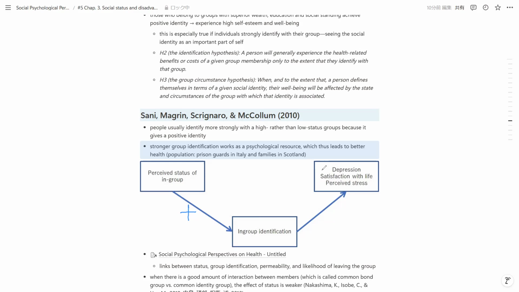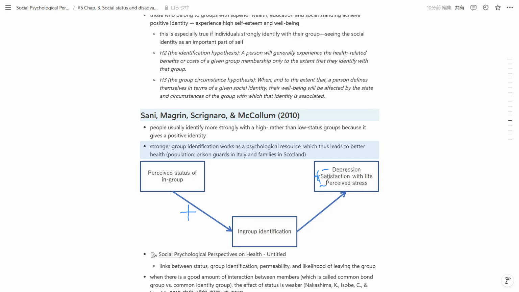Okay. So there is a negative association between in-group identification and depression, and there's a positive association between in-group identification and satisfaction with life. And also there is a negative association with perceived stress. So the stronger the in-group identification is, the less they experience depression, the more satisfied they are with their life, and the less they perceive stress in their life.